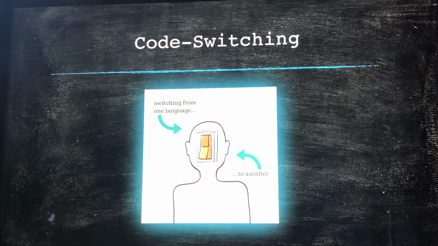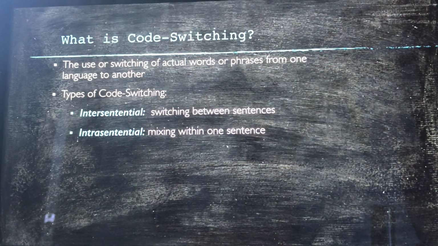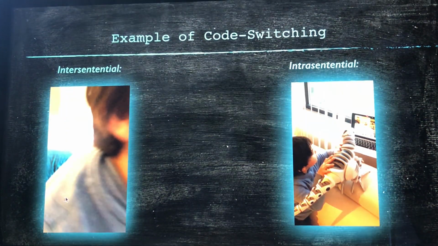What is code switching? Code switching is the use or switching of actual words or phrases from one language to another. There are two types: intersentential, which is switching between sentences, and intrasentential, which is mixing within one sentence. Let's have a look.